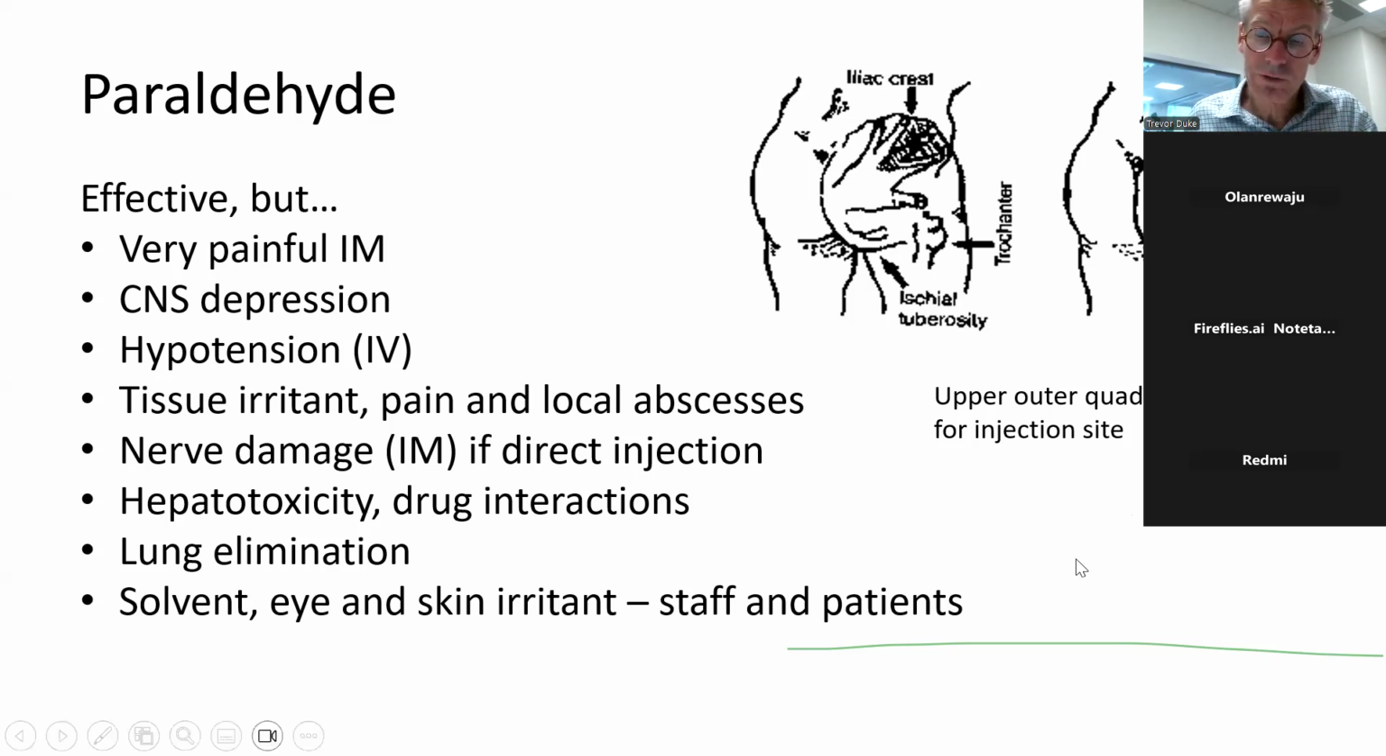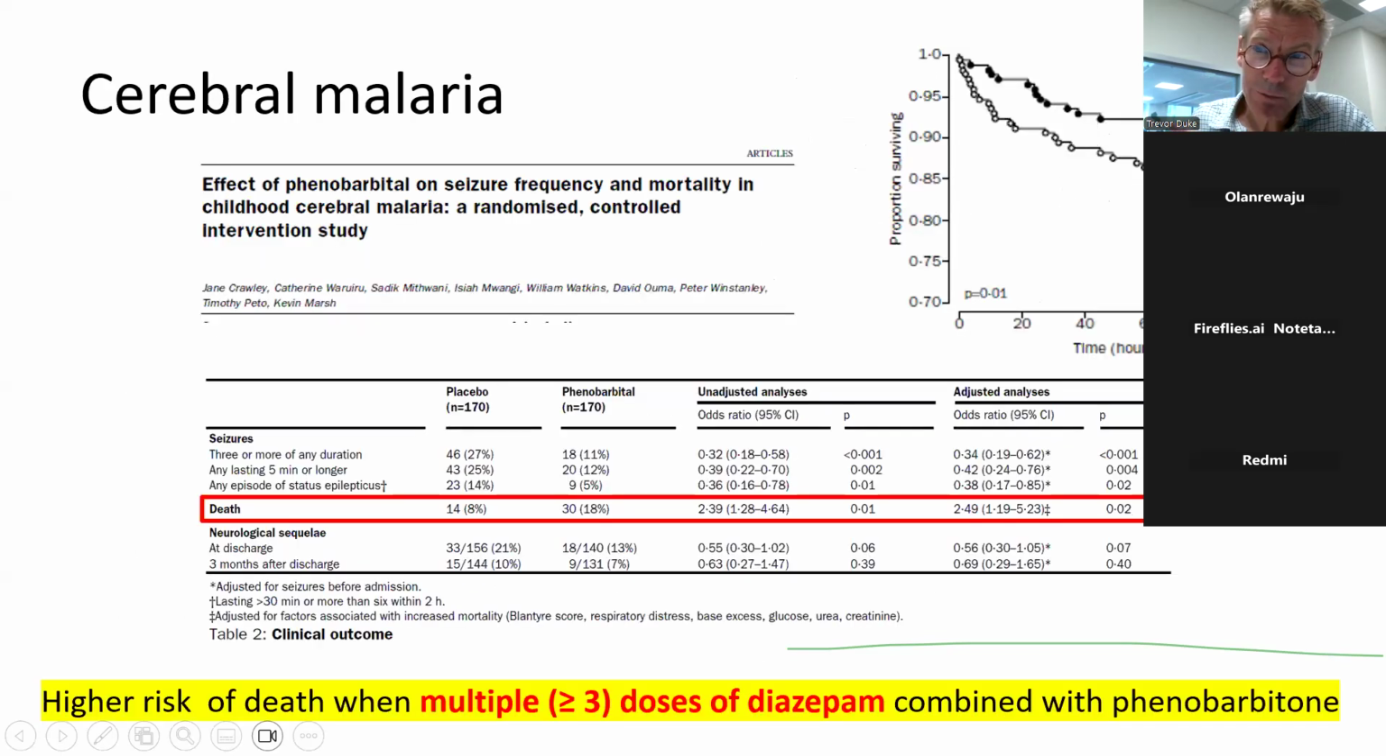I would say that it's an effective anticonvulsant. Remember, if you are giving intramuscular paraldehyde, it's very important to give it in the upper outer quadrant, because it can cause a serious neuropraxia and nerve toxicity if it's given into the gluteal nerve in the buttock. So that's paraldehyde.